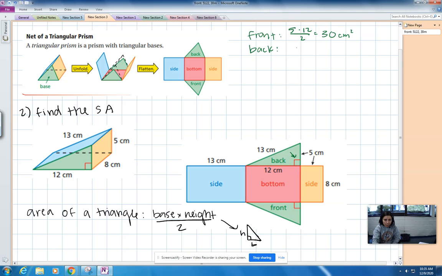The back is the same exact triangle. It has the same measurements. So again, 5 times 12, all divided by 2, which makes 30 centimeters squared.